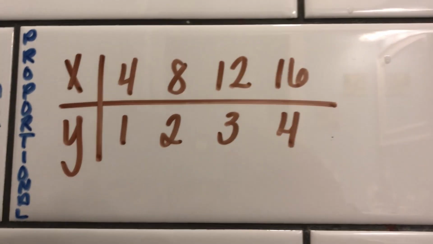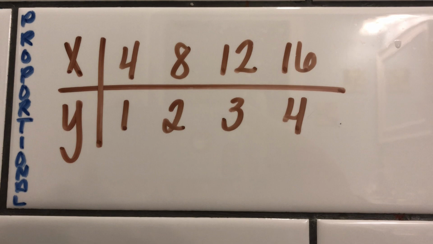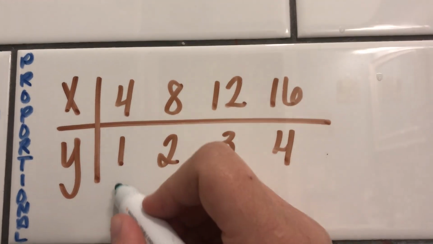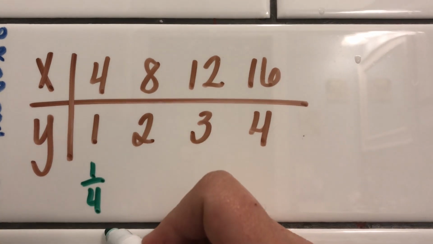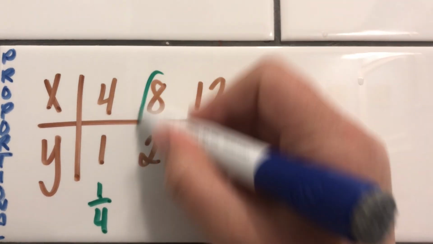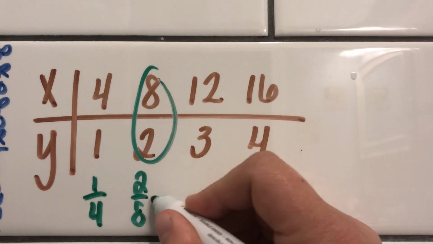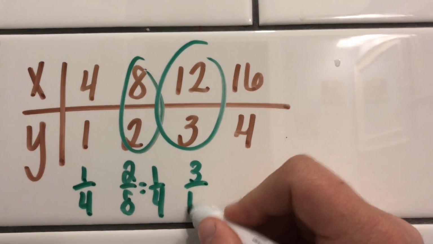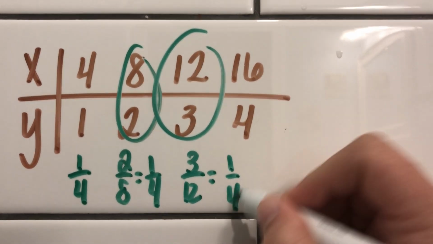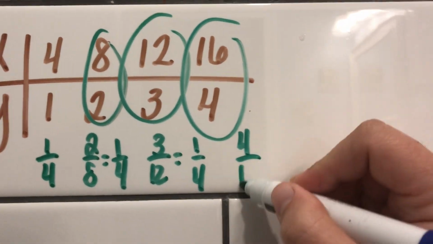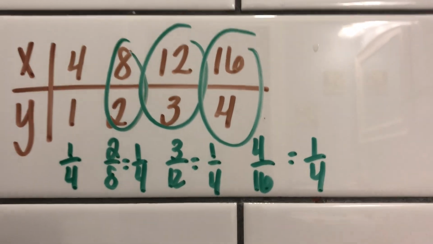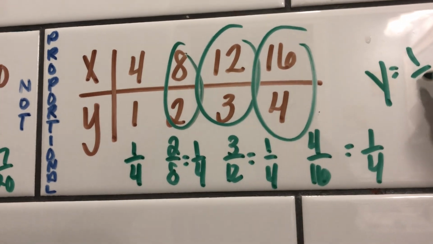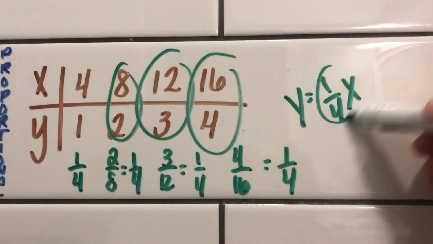Now over here, this is proportional, and I'm going to go ahead again and find the unit rate. I'm finding a unit rate, and y goes on top, so 1 over 4. Here, using this second point, I'm going to have 2 over 8, which reduces to 1 over 4. 3 over 12 also reduces to 1 over 4. And 4 over 16 also reduces to 1 over 4. So my slope, if I were to write an equation here, my equation would be y equals 1/4 x. 1/4 is the unit rate.